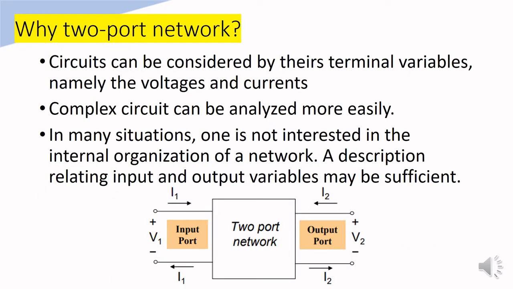Another benefit of two-port networks is the circuits can be represented by their terminal variables, which are the voltages and currents values. This makes the analysis of the system easy and less complex. In many cases, the internal circuitry of a network is not needed as long as the parameters describing current I1 and voltage V1 of the input port, also the current I2 and the voltage V2 of the output port are available.